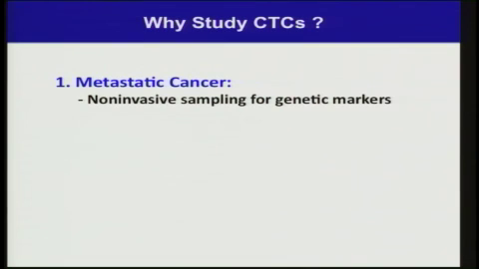Now, let me touch on a couple applications of the CTC type approaches. And I want to first talk about metastatic cancer. Again, the idea of using this not just for numbers of CTCs, but to identify molecular markers that are very relevant. A little bit of background. We've been obsessed with lung cancer.